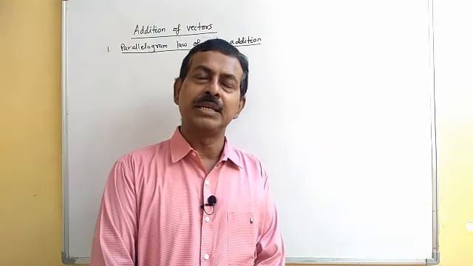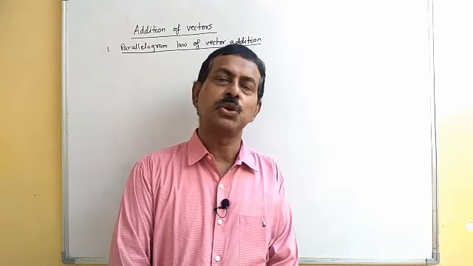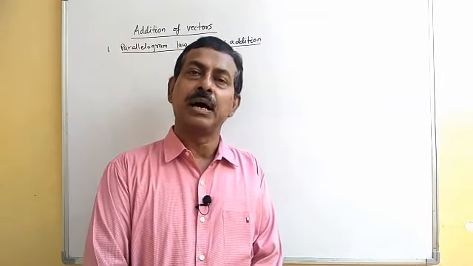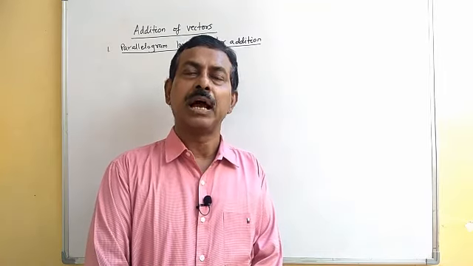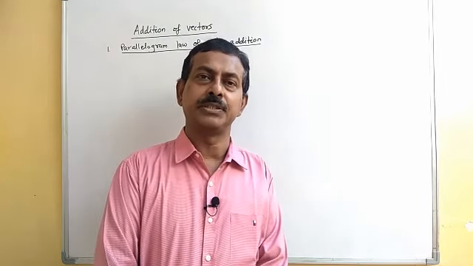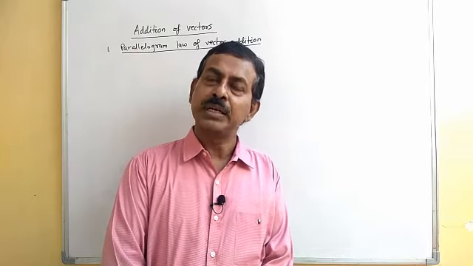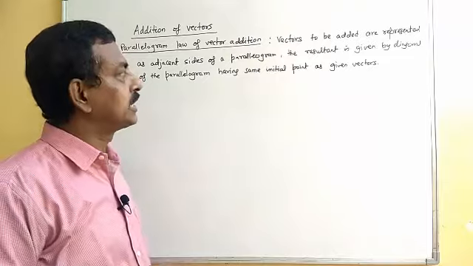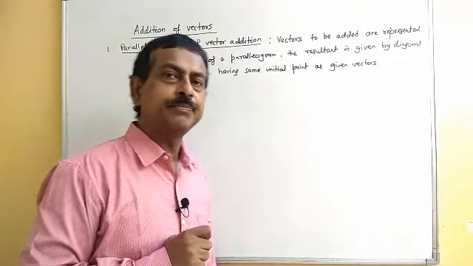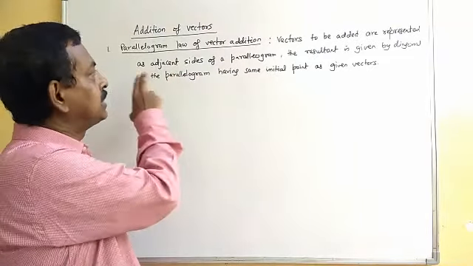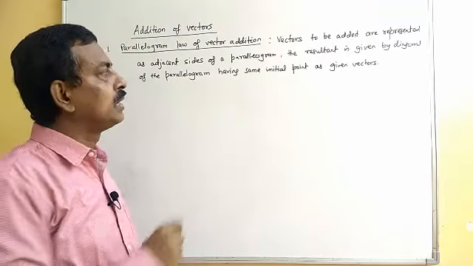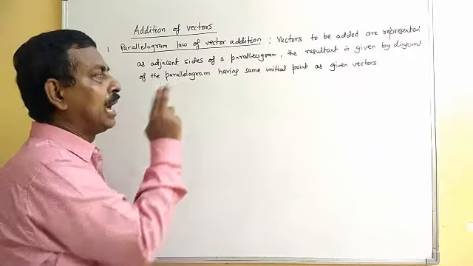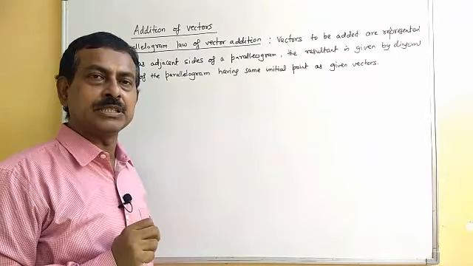Let's now take addition of vectors. For the addition of vectors we have different laws. One is the parallelogram law of vector addition, another is triangles law of vector addition, and also we have the polygons law of vector addition. So let's do them one by one. The parallelogram law of vector addition says vectors to be added are represented as adjacent sides of a parallelogram. Then the resultant is given by the diagonal of the parallelogram having same initial point as given vectors.